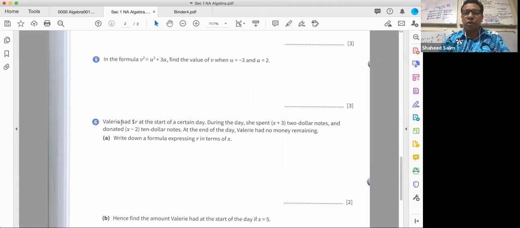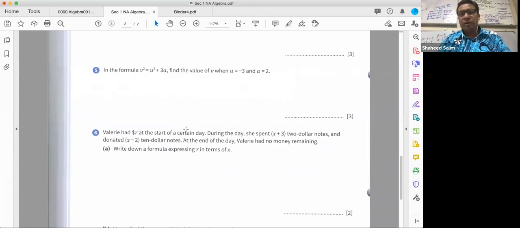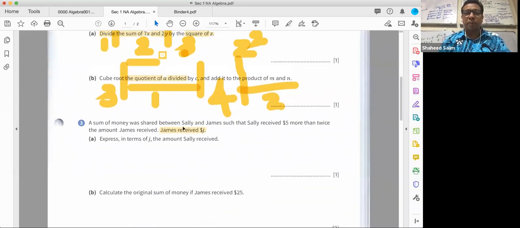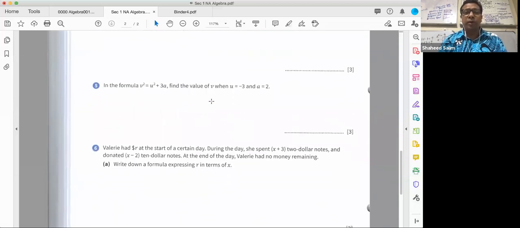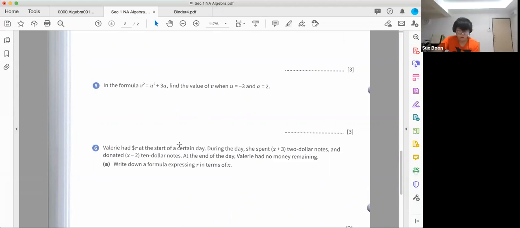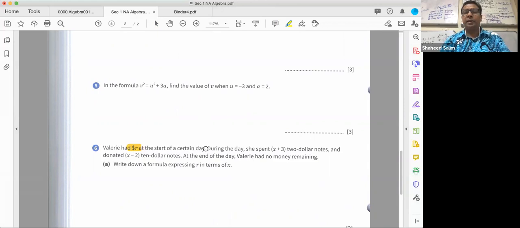Try to understand. So now you have a paragraph. Just now we divided a sentence into parts. Now you have a paragraph. What do you do with the paragraph? You divide it into sentences. First, try to understand this one. Valerie had R dollars at the start of a certain day. Do you understand this sentence? How much money did Valerie have at the beginning of the day? R, good. So we just take note, this is R in the beginning.